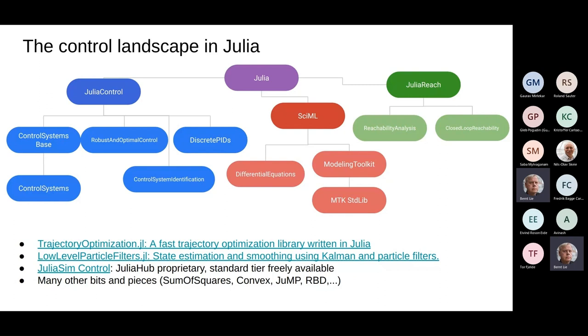We have a system identification package if you want to run stuff like subspace-based identification or the prediction error method to estimate a linear state space model or a transfer function. It also has a lot of frequency domain methods. And we have a couple of additional packages under that umbrella as well that you can check out.